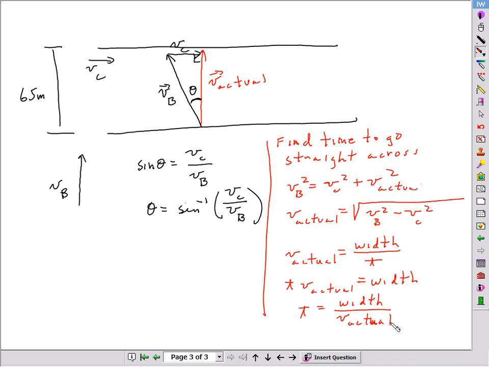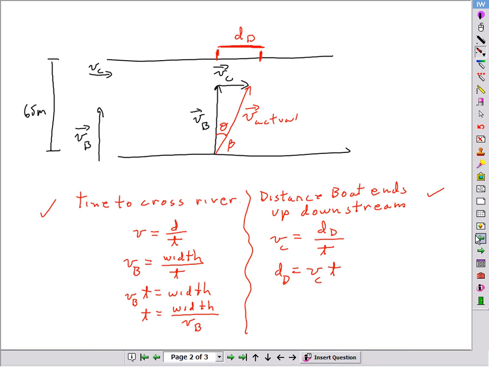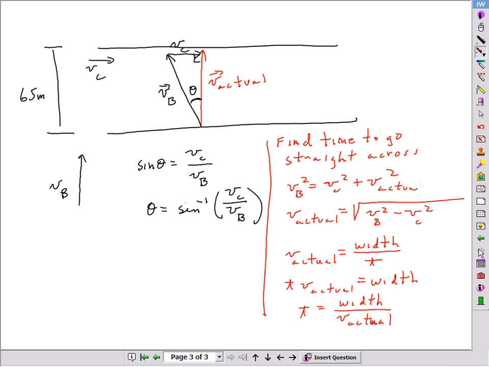So these are two very similar problems, but the end result is different. In this situation, we're trying to end up straight across the river. In the previous example, you were headed straight across the river and got pushed downstream. In order to end up straight across the river, you have to head upstream so that when the current pushes you downstream, it actually pushes you to where you end up straight across the river. And that is that.